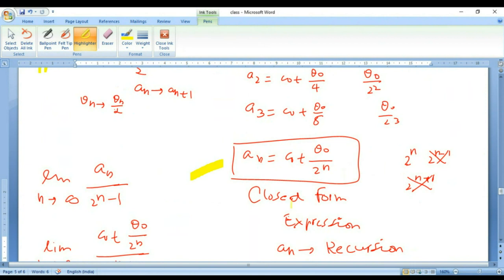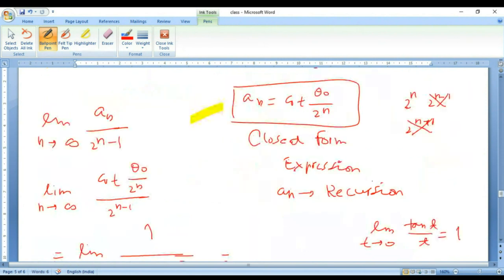Now, a closed form expression is not always possible, but here it was possible. A small remark: here it was possible that given a recursion, one is able to find what is called the formula for it, or technically the closed form expression. Using this, I determined what an exactly was. So I got this an.